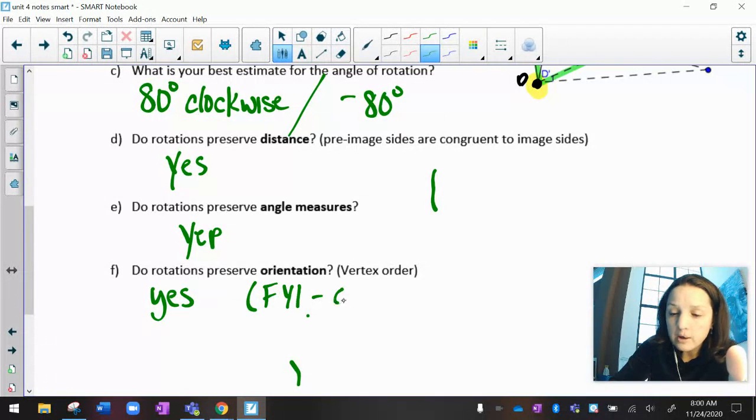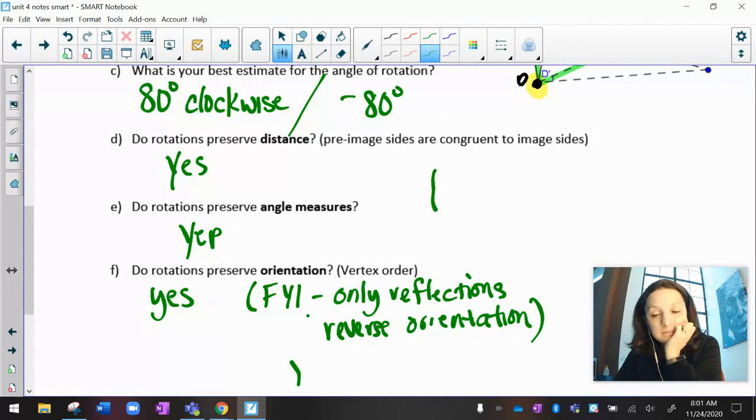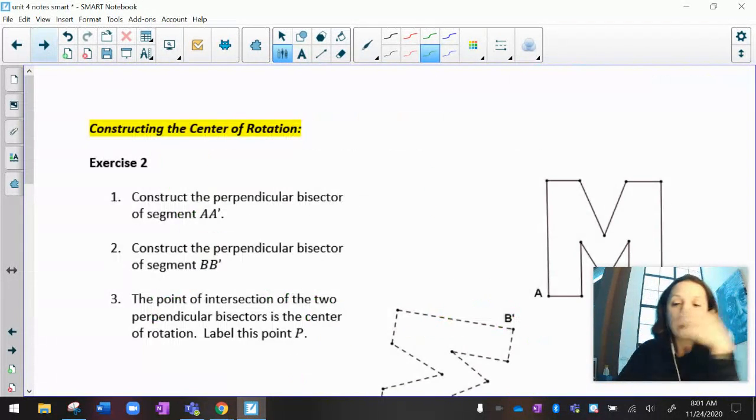And FYI, only reflections reverse orientation. All rotations are going to have the same orientation. All right, well, what about something on the next page?